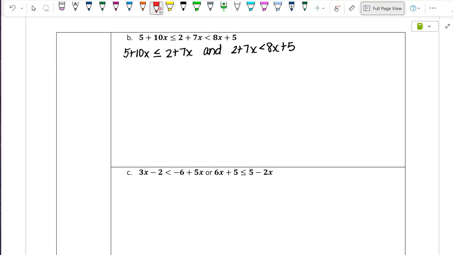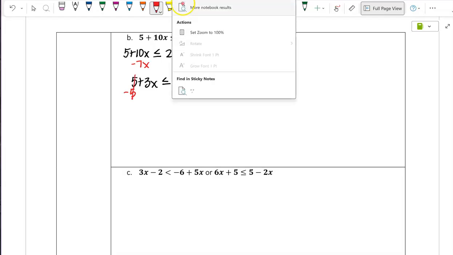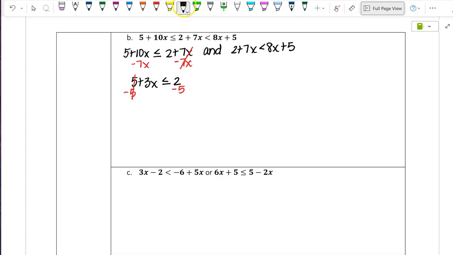So I'm going to start with the 5 plus 10x is less than or equal to 2 plus 7x. I'm going to start by subtracting 7x from both sides. So 5 plus 3x is less than or equal to 2. Subtract 5 from both sides. 3x is less than or equal to negative 3. Divide both sides by 3. X is less than or equal to negative 1.